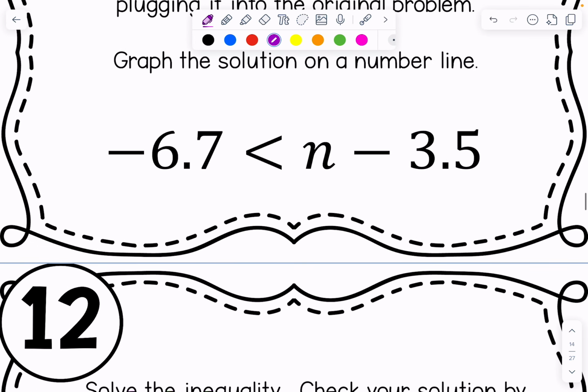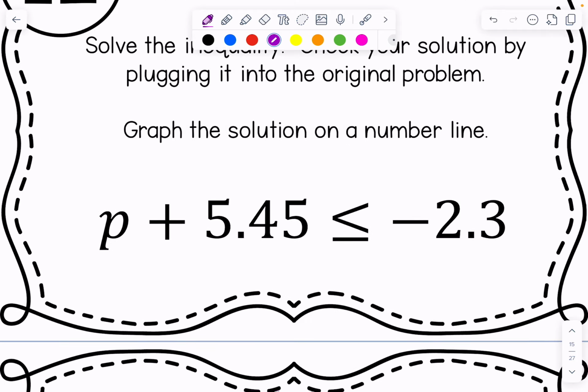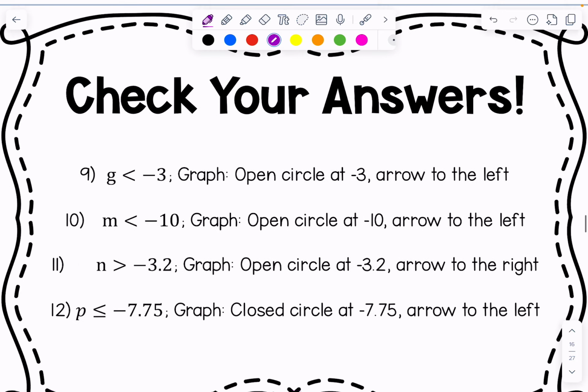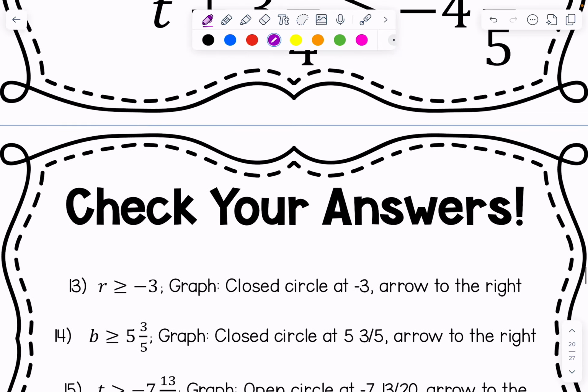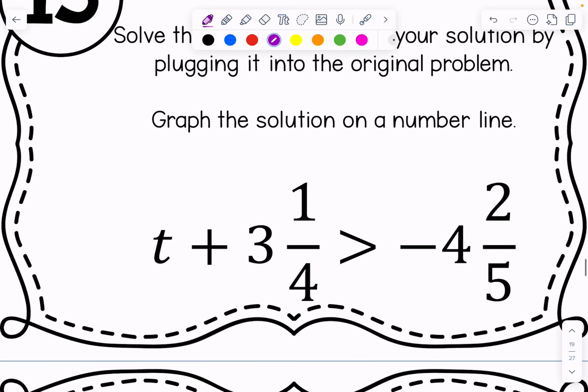And there's some practice with decimals and fractions as well. This is hopefully just a quick little review of how to solve one-step inequalities. So you're using your inverse operations to get your variable by itself.